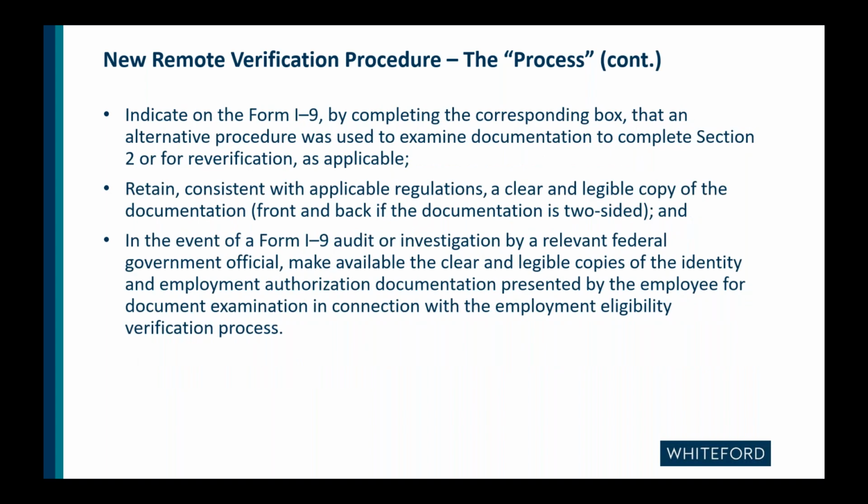On the I-9 form, you would tick the box that the alternative procedure was used to examine the documentation, and then you're going to retain, consistent with the regulations, a clear and legible copy of the documentation, front and back if two-sided. And in the event of a Form I-9 audit or investigation by relevant federal government officials, you're going to provide clear and legible copies of those documents to the auditor.